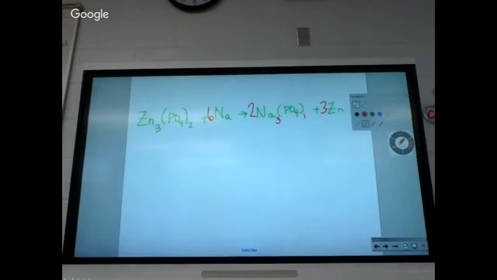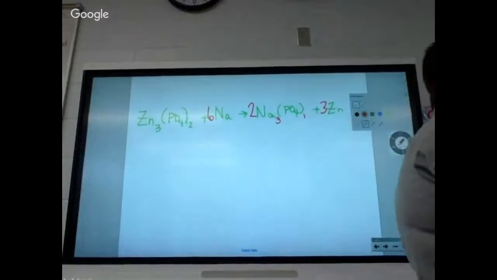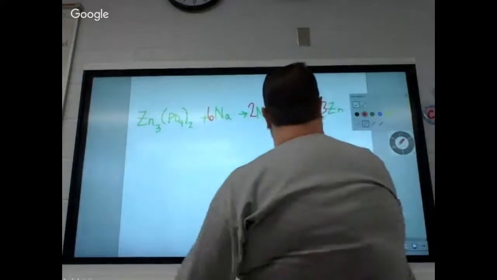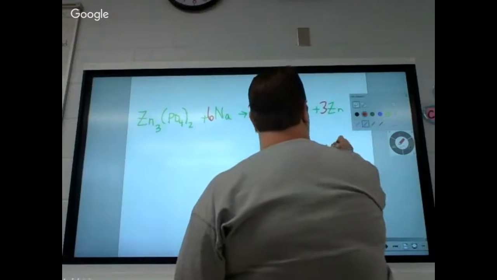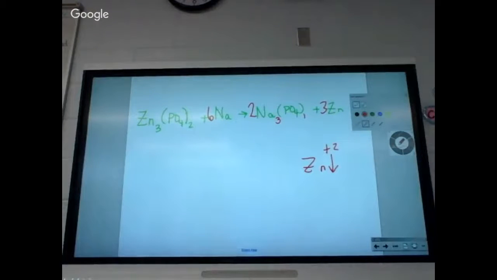I got a question. Why wouldn't zinc get a 2? Because we don't drop oxidation numbers down like that. Zinc has a +2, but we don't drop oxidation numbers straight down. We don't do that. Okay?